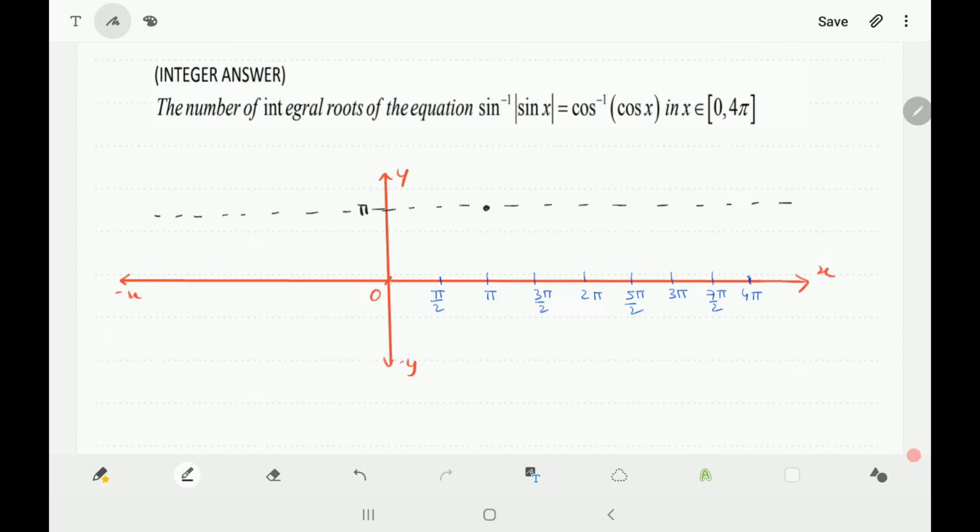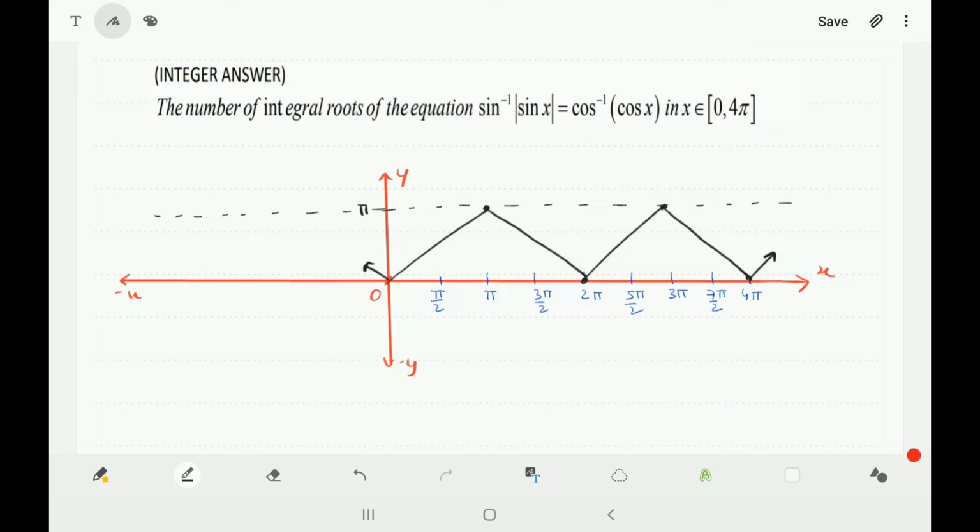So in 0 to pi it will be x. So at 2 pi, the cos inverse cos x will have value as 0. Its period is 2 pi, so it will repeat like this. So this is the graph of cos inverse cos x. Okay, we have to look in the closed interval 0 to 4 pi, so we need not draw ahead of it.